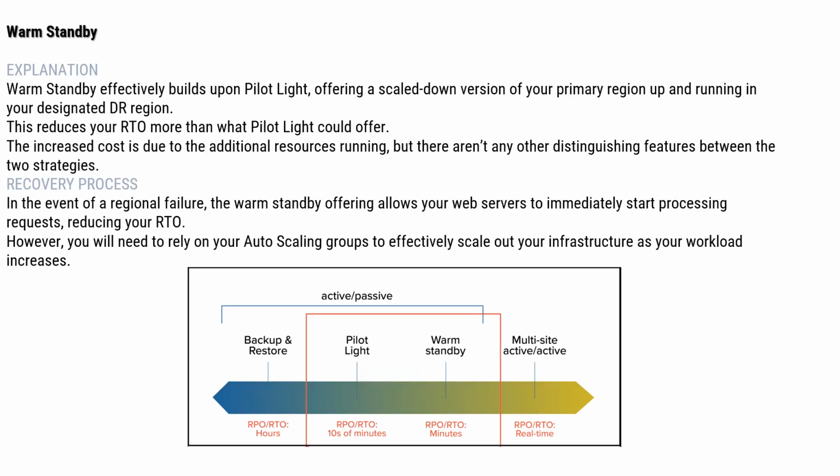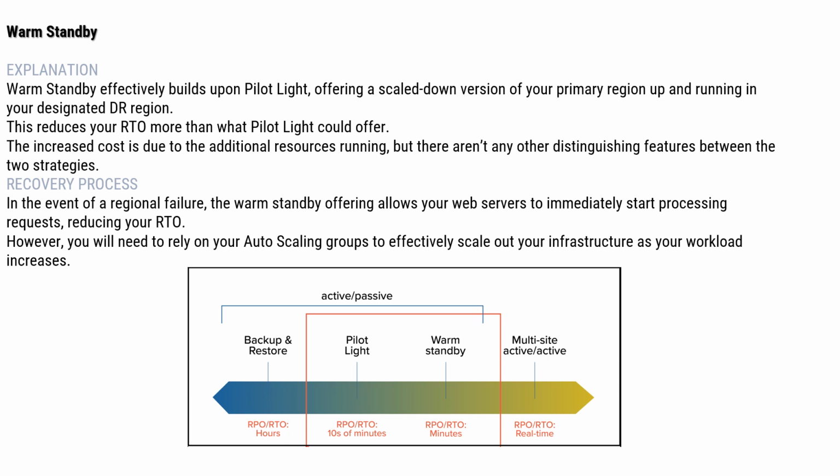If you are looking to minimize your RTO and RPO greater than what backup and restore or Pilot Light strategies could offer when planning for a regional failure, then warm standby is your next best choice. Warm standby effectively builds upon Pilot Light, offering a scaled down version of your primary region up and running in your designated DR region. This reduces your RTO more than what Pilot Light could offer.